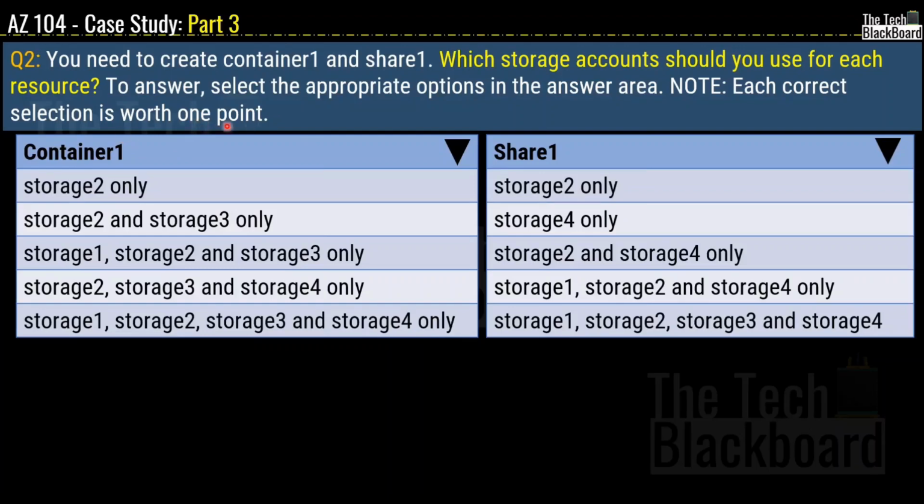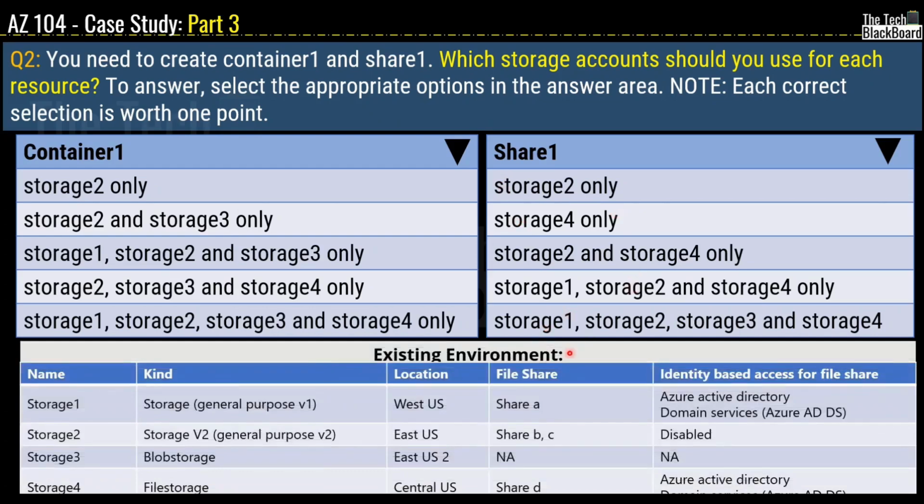And here you can see that we are given container 1 and share 1. So we have to pick which storage we should use for container 1 and share 1. Now friends, for a better understanding, let me bring out the section from the case study that you need to consider for answering this question. So here it comes, the section from the existing environment, which has the information that we need to answer this question.